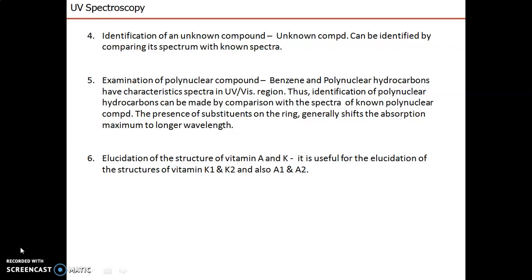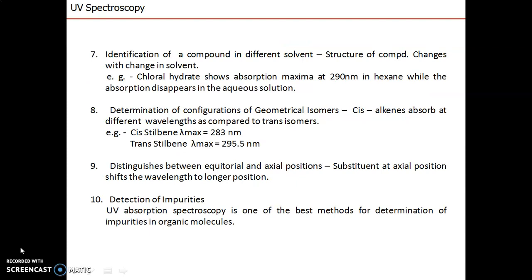Then elucidation of the structure of vitamin A and K. UV visible spectroscopy is very helpful for elucidation of the structure of vitamin K. Here we can distinguish vitamin K1 and K2, and also A1 and A2, by UV. Then identification of compounds in different solvents. As we change the solvent, absorption changes. For example, chloral hydrate shows absorption maxima at 290 in the solvent hexane, while if we dissolve it in an aqueous solution, the absorption disappears and we do not get any absorption. So as we change the solvent, we get a different absorption maximum.